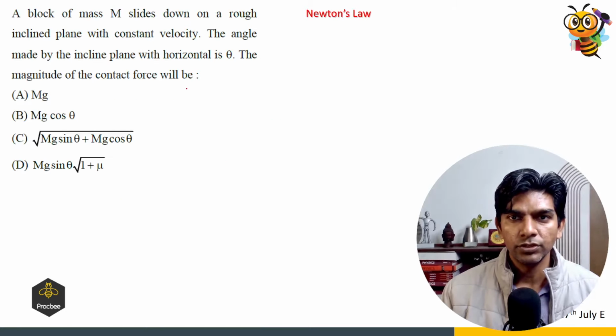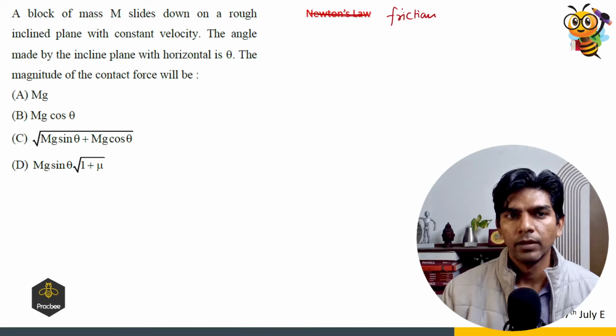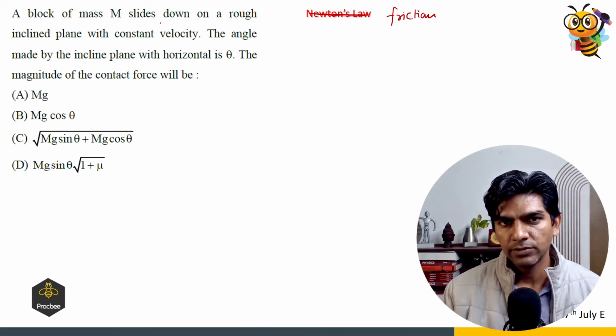Right, so let us see this question. It is again from friction. A block of mass capital M slides down a rough inclined plane with a constant velocity.